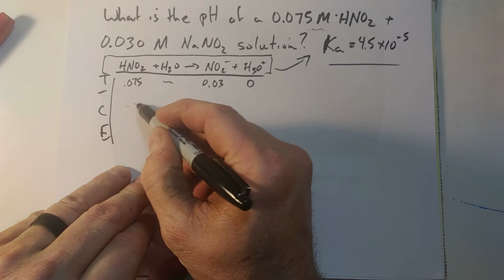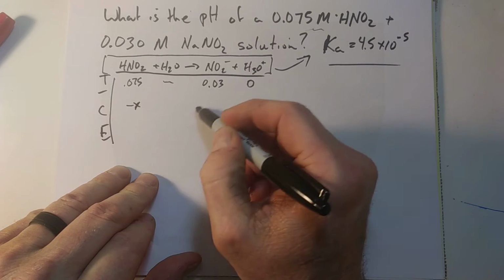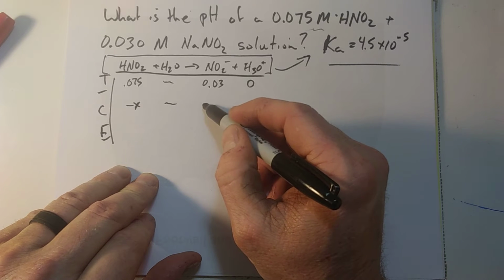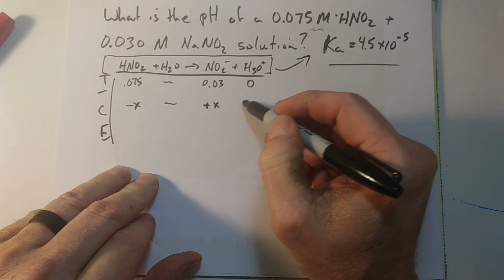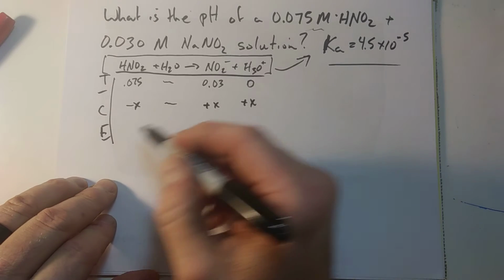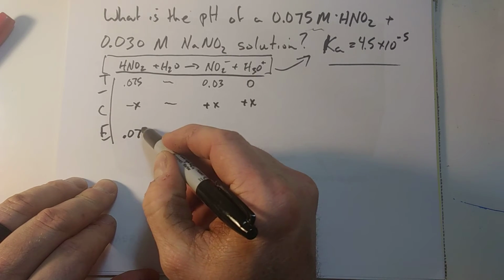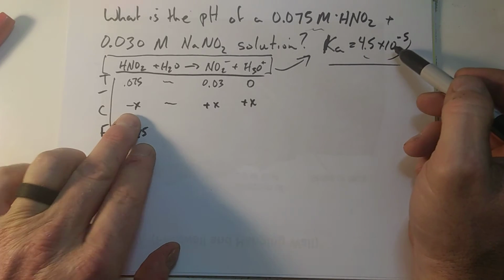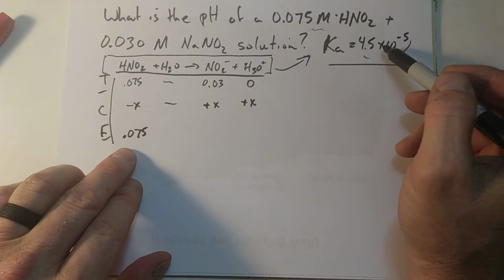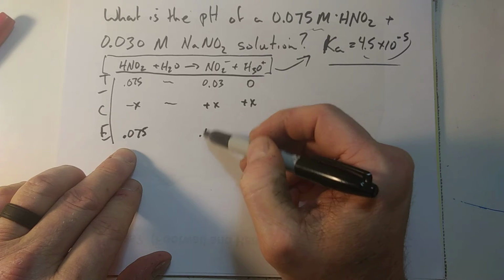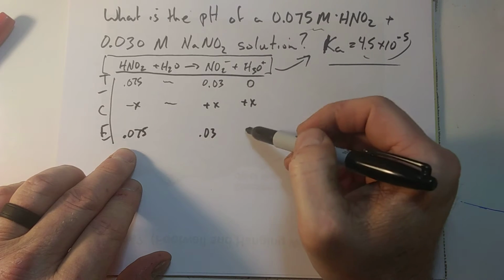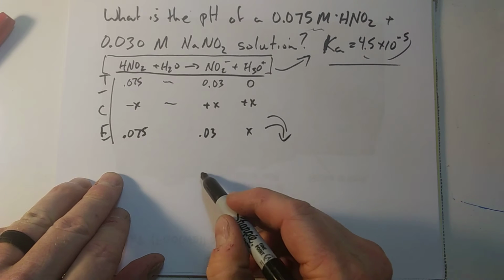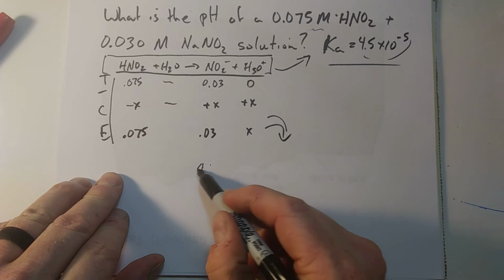So we'd say minus X for our change. We can disregard the water. We say plus X and plus X. So our equilibrium will be just, for all intents and purposes, 0.075, because X is so small. So 0.075, if X is small, this is essentially 0.03, and we have X. So now we can take this into our law of mass action.